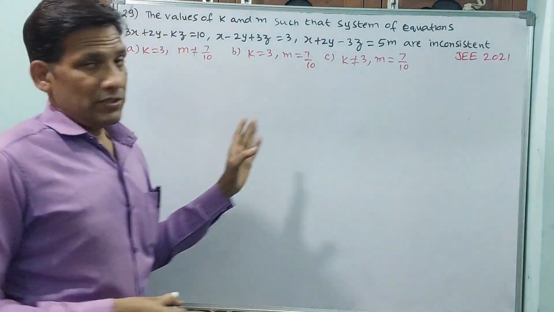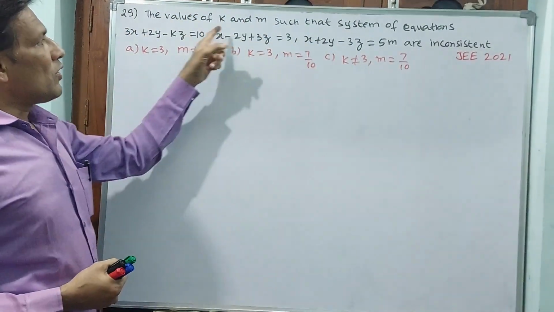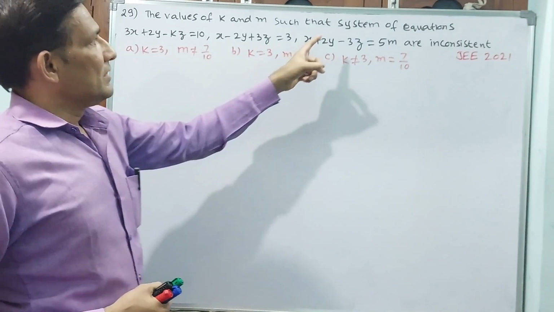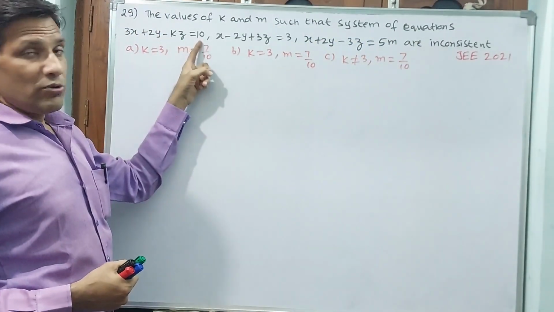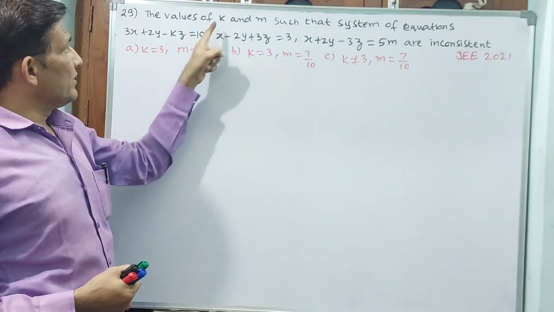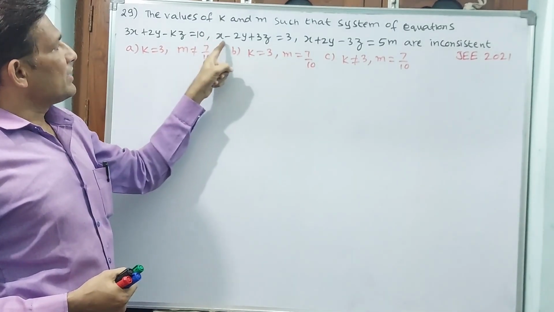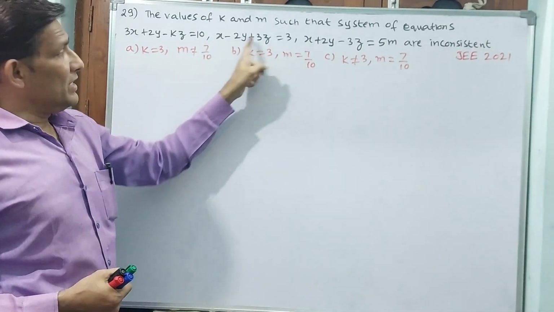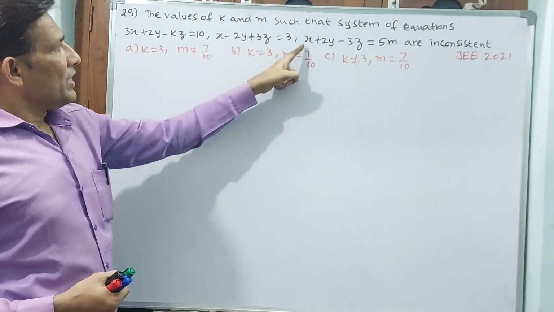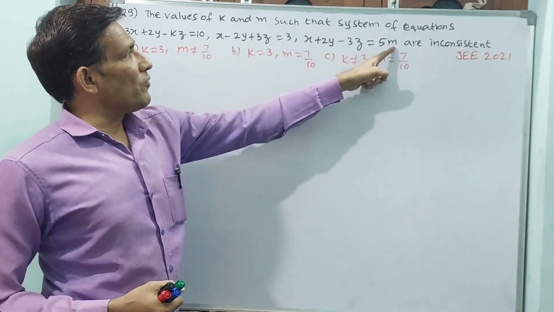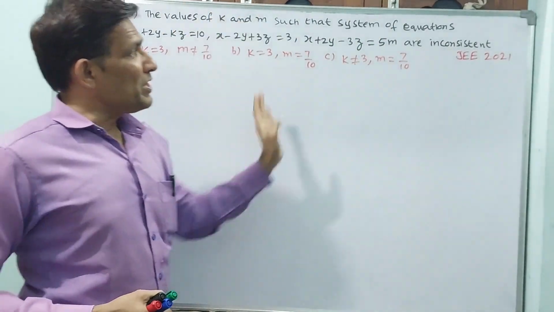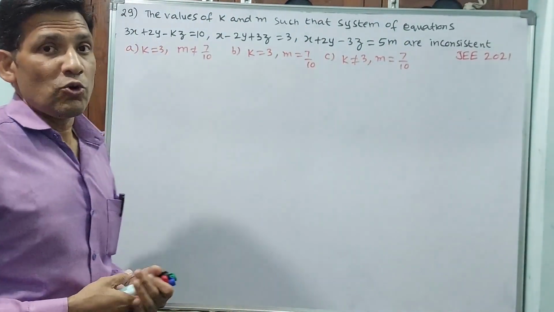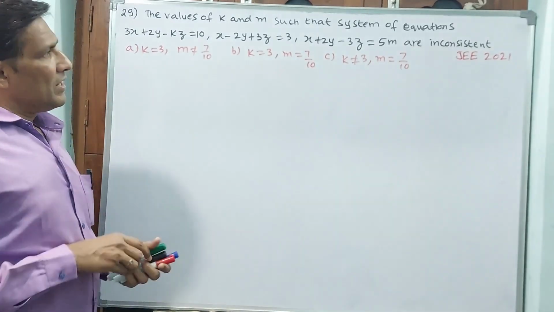Okay. See, the values of k and m such that the system of equations 3x plus 2y minus kz is equal to 10. K is here. x minus 2y plus 3z is equal to 3. Here no k, no m. x plus 2y minus 3z is equal to 5m. Here m is there. And this should be inconsistent. Inconsistent means no solution.